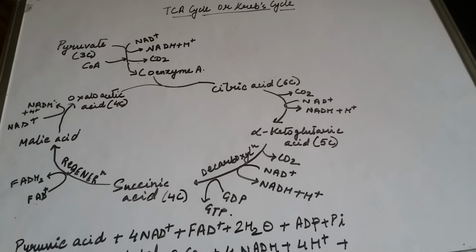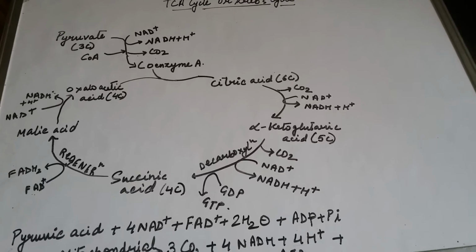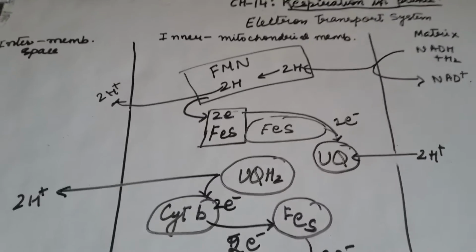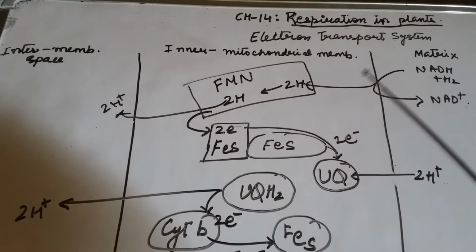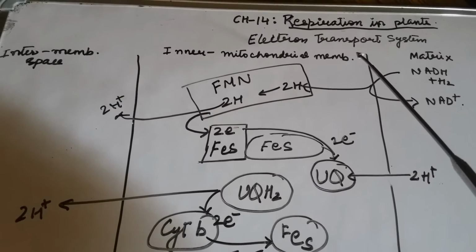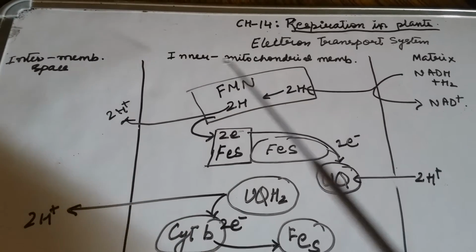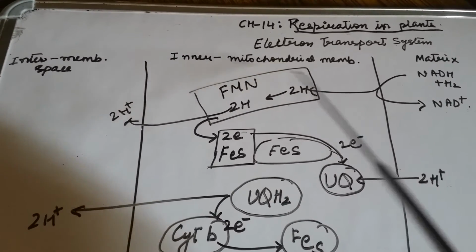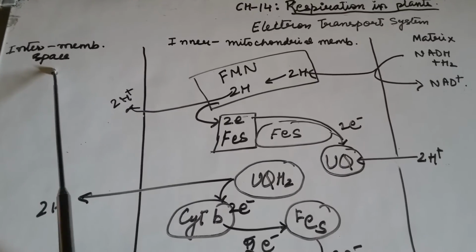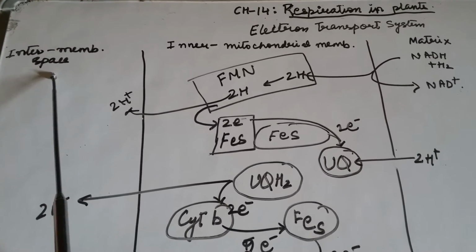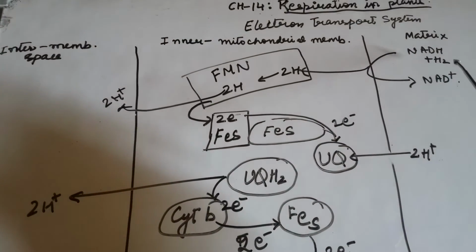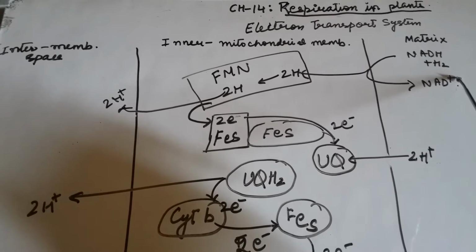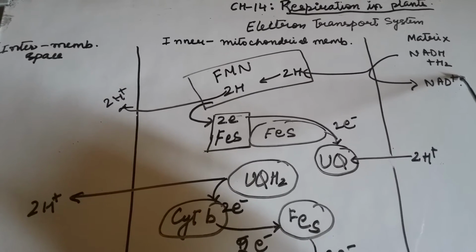Next, we will be talking about the electron transport system and oxidative phosphorylation. Now we are going to discuss the electron transport system. The electron transport system takes place in the inner mitochondrial membrane of mitochondria, and the hydrogen ions are passed on to the intermembrane space, and in the matrix the TCA cycle has been accomplished before the electron transport system.